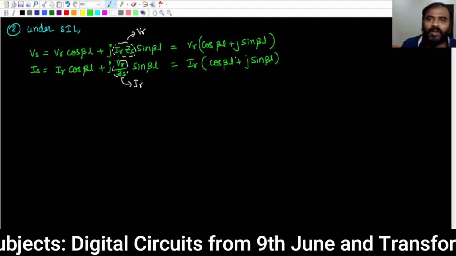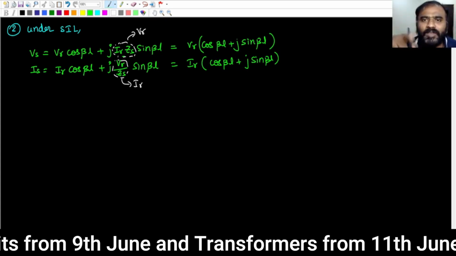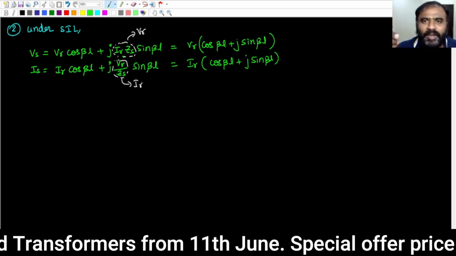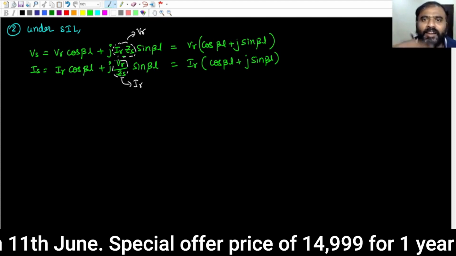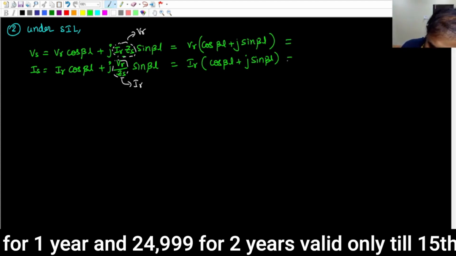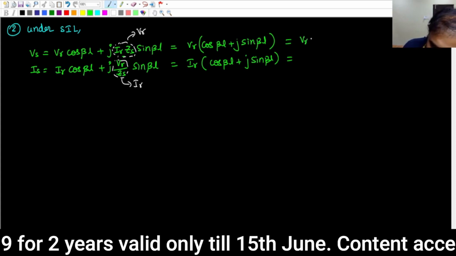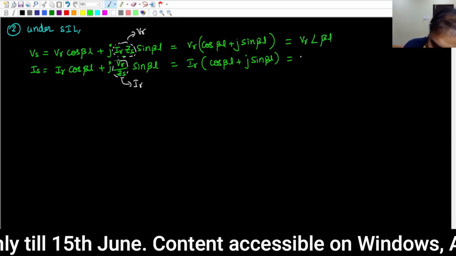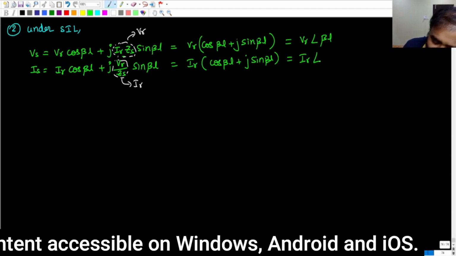Magnitude of this is what? 1. Phase angle is what? Tan inverse of the imaginary part over the real part. Imaginary part is sin beta L, real part is cos beta L. Tan inverse tan beta L will be beta L. So that's why I can write directly: this is VR at an angle beta L, and this is IR at an angle beta L.